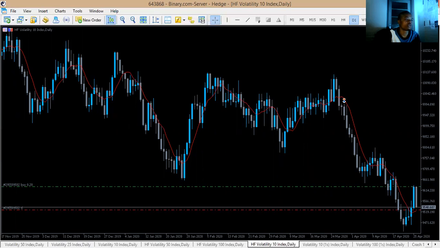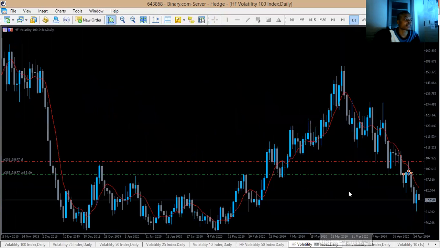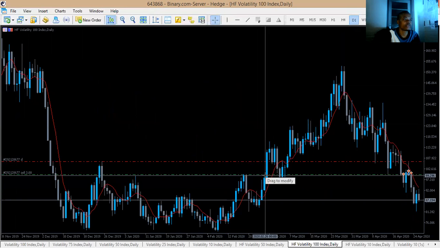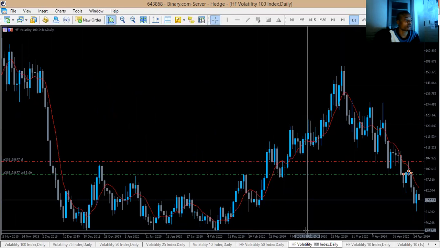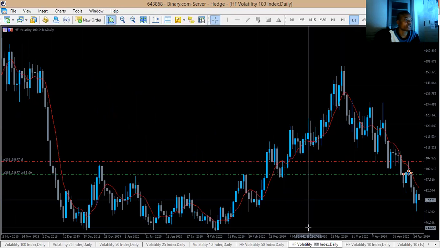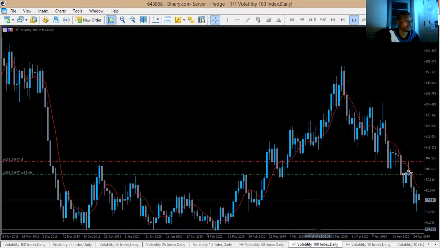Let me move on to, which one is this one? HF 100 index. I've got a nice short position here. I'm in profit, took a short position here. I'm going to take another short position somewhere here because I'm expecting it to come somewhere here. This is where my TP is going to be. So I don't put a TP, I'll just leave it like that. Then if it changes direction, I'll go out. But if it keeps going down, it's fine.